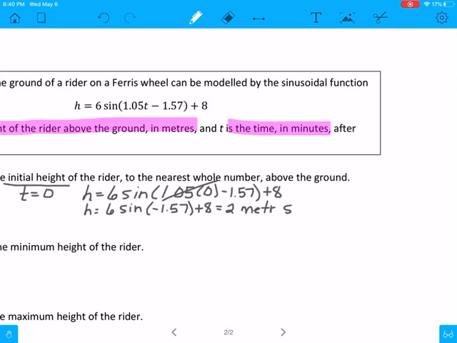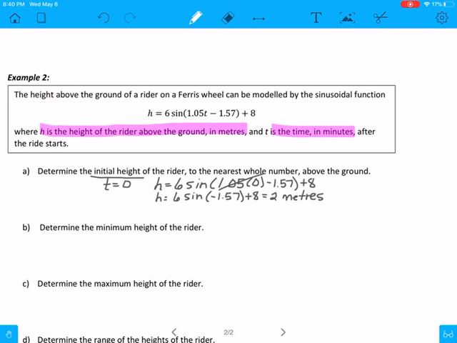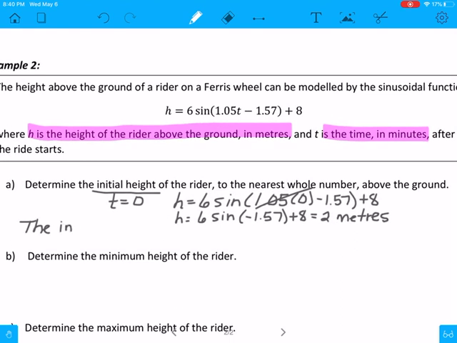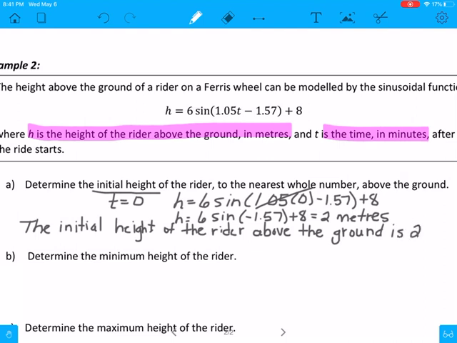Okay. So it says determine the initial height of the rider above the ground. The initial height of the rider above the ground is 2 meters.